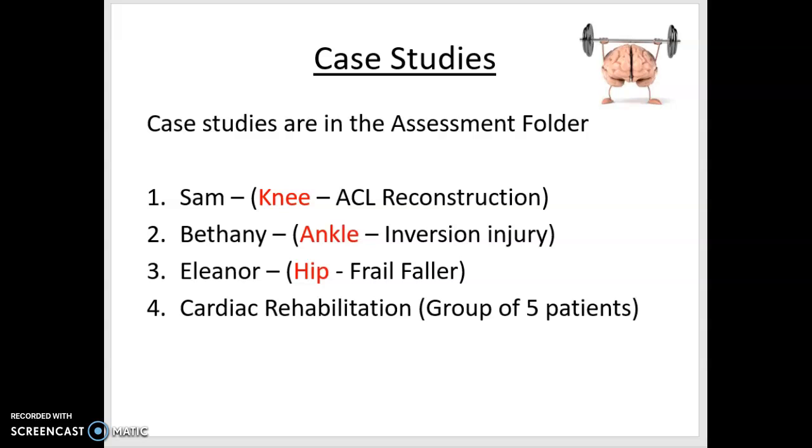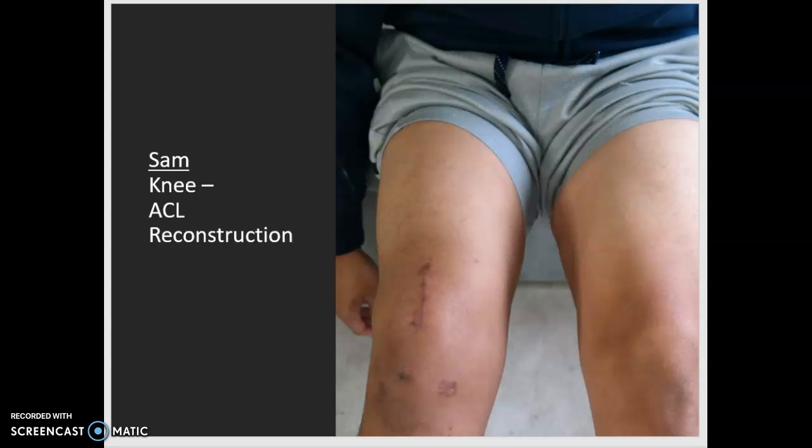So this year's case studies consist of the following four areas. Sam, who is an ACL reconstruction, a knee patient. Bethany is an ankle patient. She's inverted her ankle. And then Eleanor is a frail faller, okay, who's hurt her hip. And then we've got cardiac rehabilitation. Now, within this, we've got 5 patients within the cardiac rehab group, but they're all there for cardiac rehabilitation. There's just a little bit of difference between each of their stories.